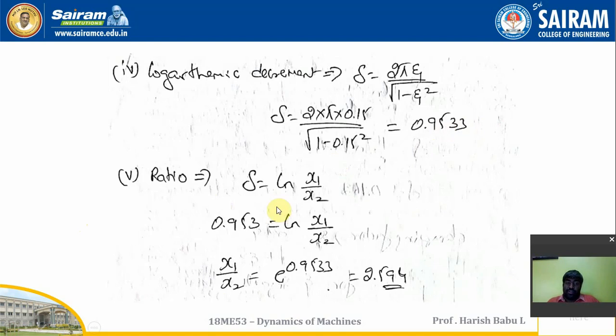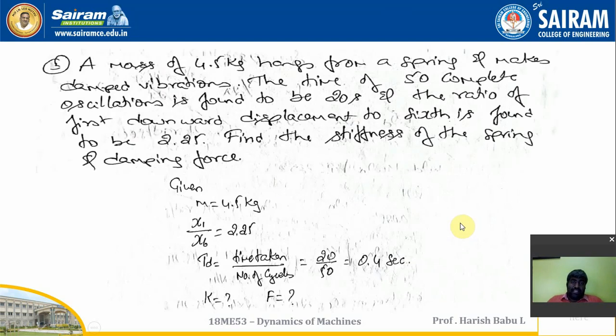So delta will be equal to ln x1 by x2. So delta is already known, that is 0.9533. I'm going to substitute ln x1 by x2, where the x1 and x2 values I have to find out. So I'm going to take that as e to the power of 0.9533. So I'm going to get x1 by x2 is equal to 2.594. That is the ratio of consecutive amplitudes of an underdamped vibrating system. So let us consider the next problem.